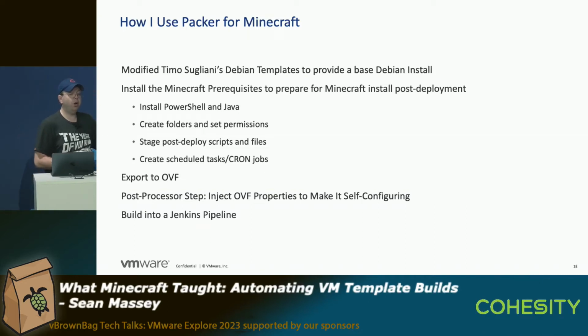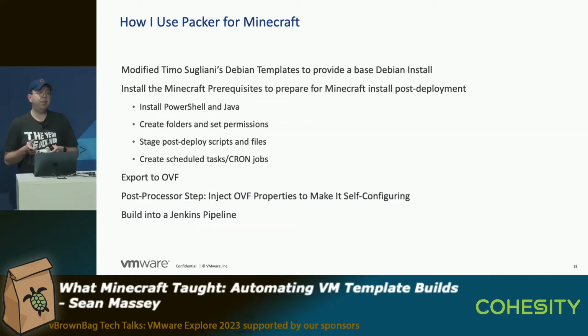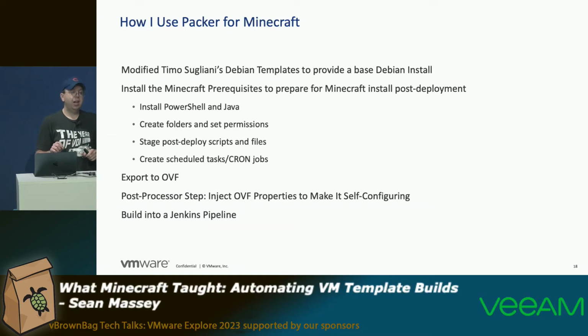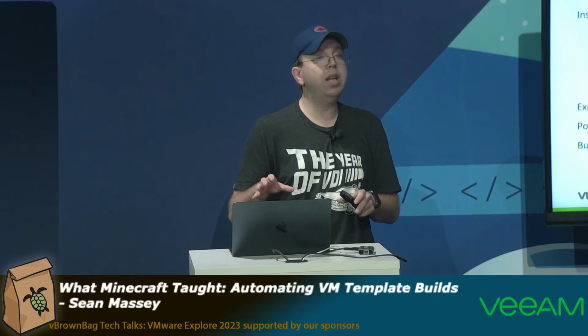Then I export it to OVF, and in a post-processor step, I create an OVA file and I inject all my OVF properties. Now, over time, I was able to build this into a Jenkins pipeline, so now it really becomes a one-button push operation that takes about 45 minutes to complete.